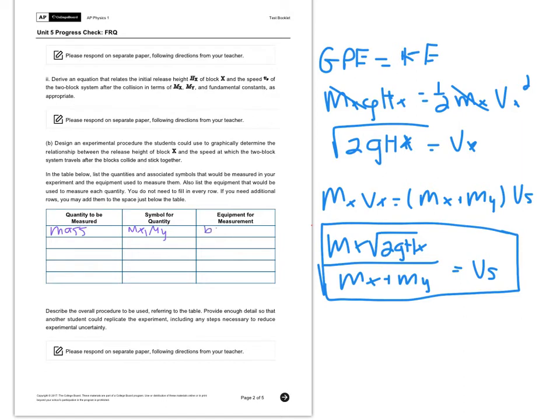And what we want for that is a balance. Next thing we're going to have to measure would be the height, and that would be the release height, hx, and we'll use a meter stick. And then the last thing we need to measure is the final speed, and that would be of both blocks. And that would be the vs. And you can use either a photo gate or a motion detector. I'm just going to go with motion detector.